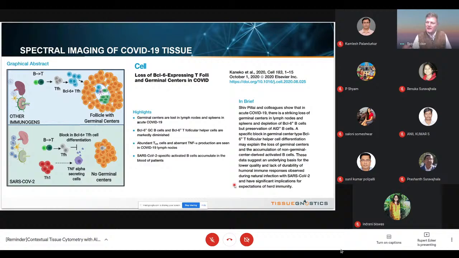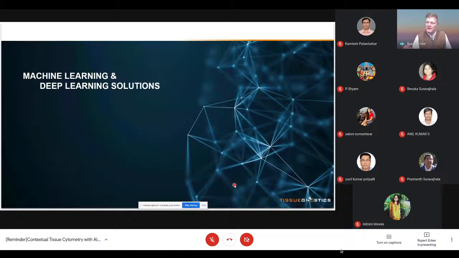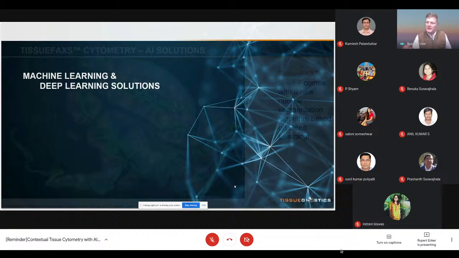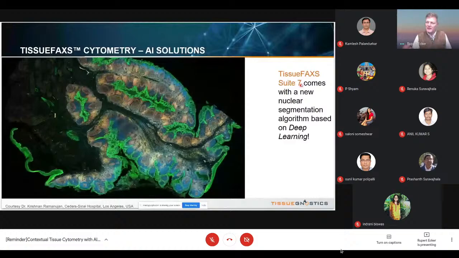Now, we are well into the 21st century, into the age of computers. And of course, computer-assisted diagnostics, for example, has played an ever more important role in our research and in our medical diagnostics. In fact, tissue cytometry also offers solutions for machine learning or deep learning. For example, in our latest generation, which is called TissueFAXS Suite 7, we have a new segmentation algorithm which is based on deep learning.